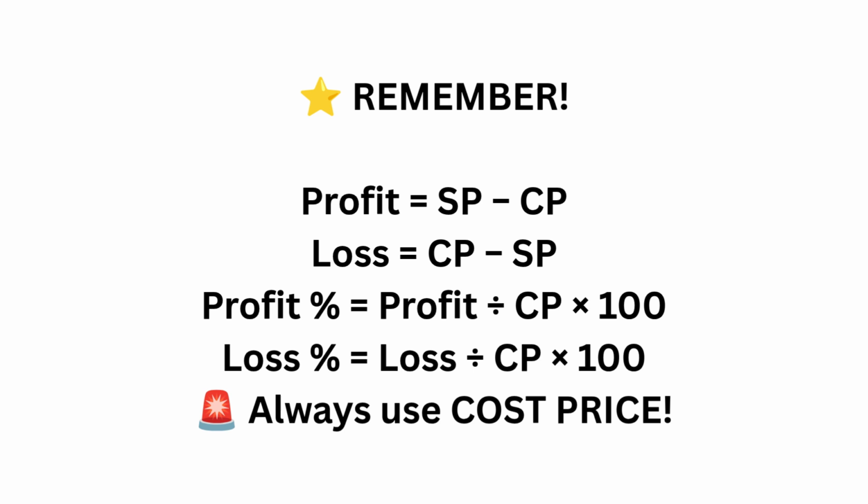So let's do a recap. Profit is equal to SP minus CP. You know what SP means? Selling price minus cost price. And loss is equal to cost price minus selling price. Profit percentage is equal to profit divided by CP times 100. And loss percentage is equal to loss divided by CP times 100. Always use CP, that's cost price, as the base, right? Never forget that.